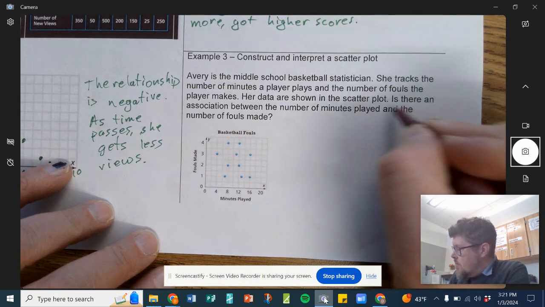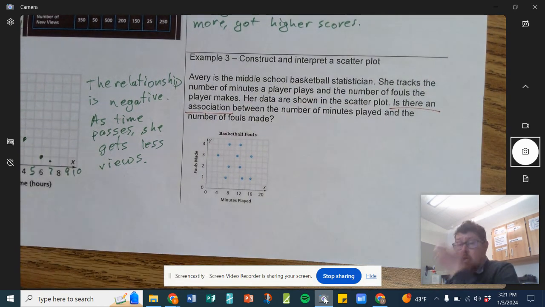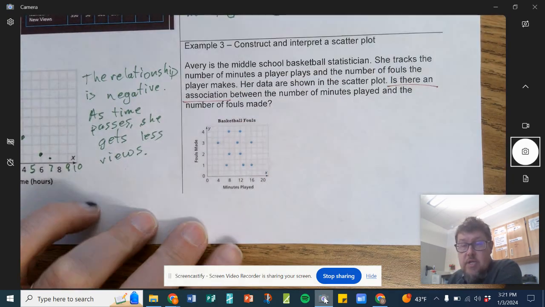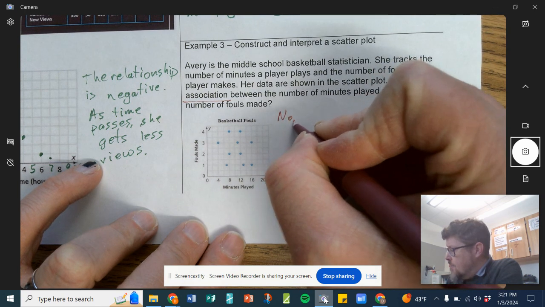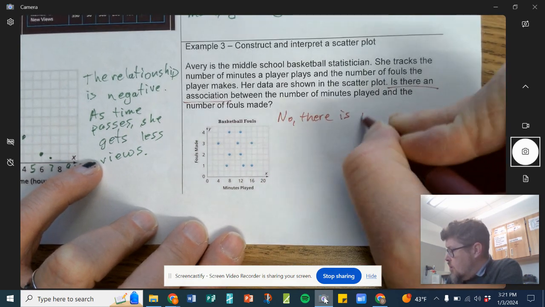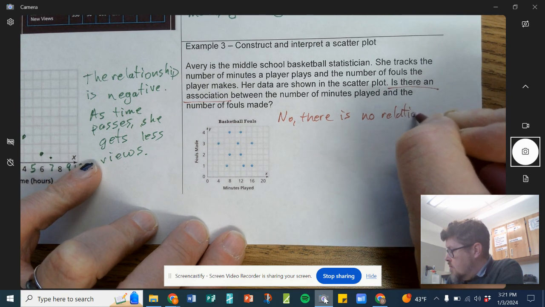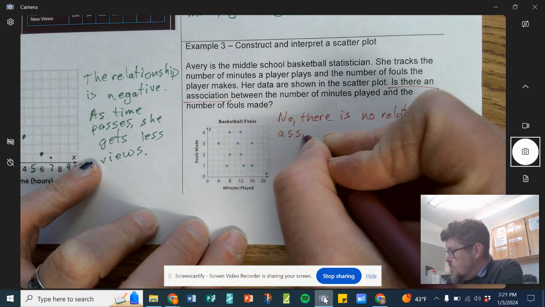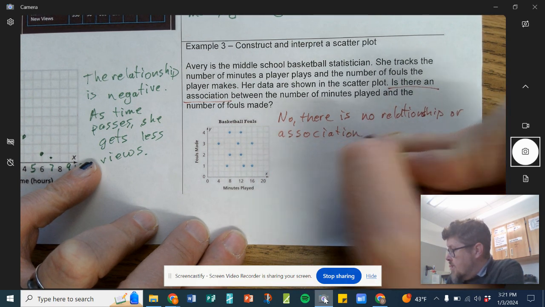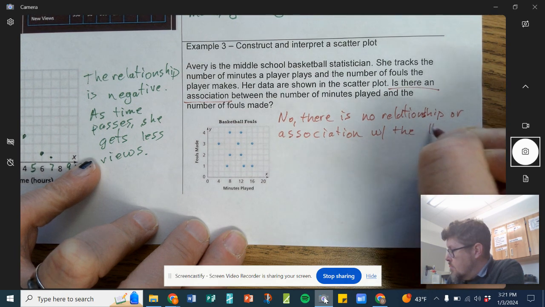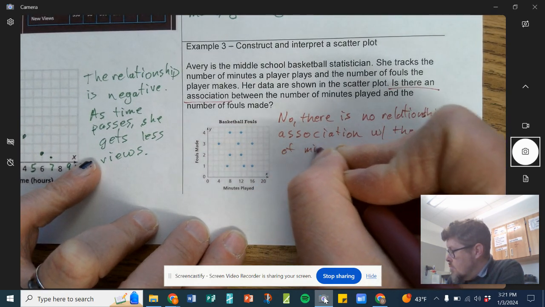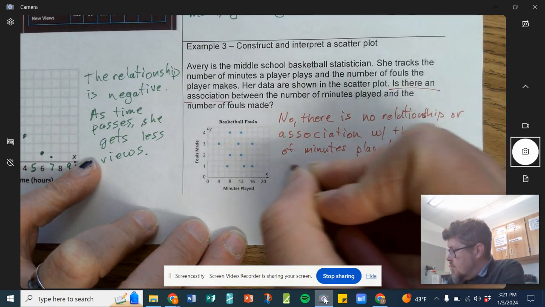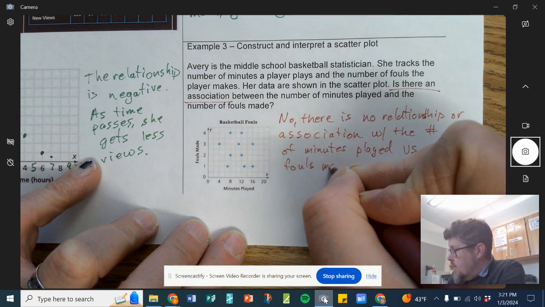And so when we ask this question, is there an association, what we're asking is, is there an easy way to draw a line through that data? And in this case, we don't have an easy way to draw a line. So we would say, no, there is no relationship, or association, with the number of minutes played versus fouls made. Okay.